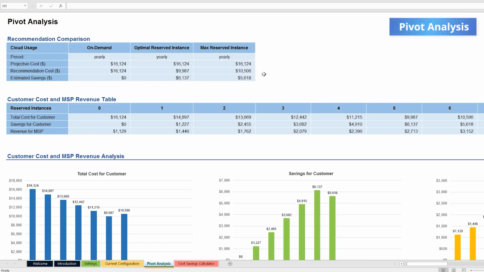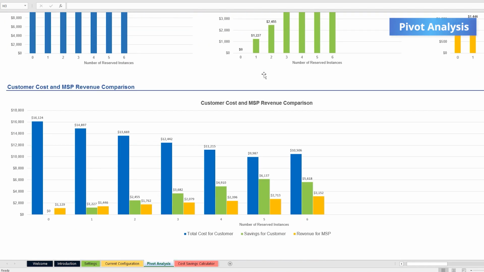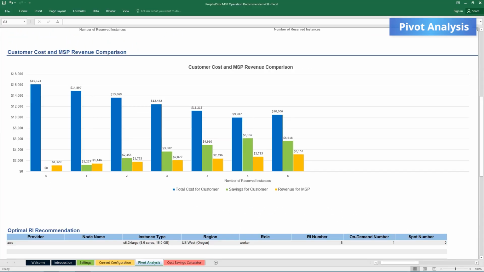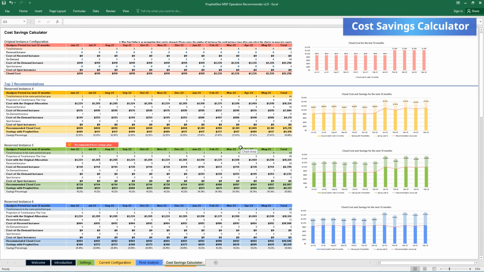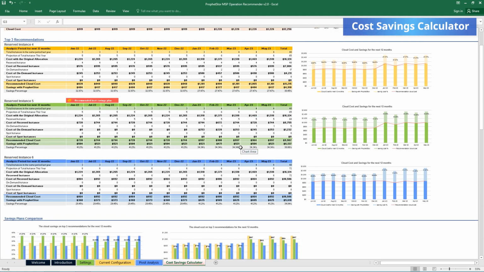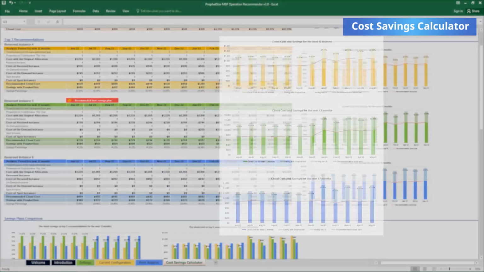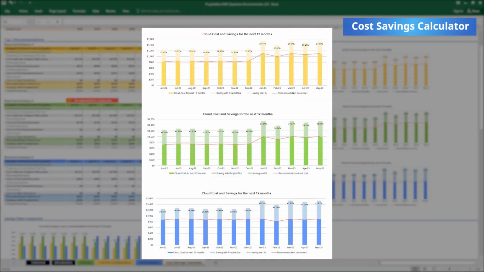Pivot analysis. This page displays customer cost and MSP revenue comparisons. MSP uses this to decide how many reserved instances should be recommended for a win-win scenario. And cost savings calculator. This page demonstrates the top 3 optimal recommended numbers of reserved instances deployed for the next 12 months, and the potential cost savings in detail.